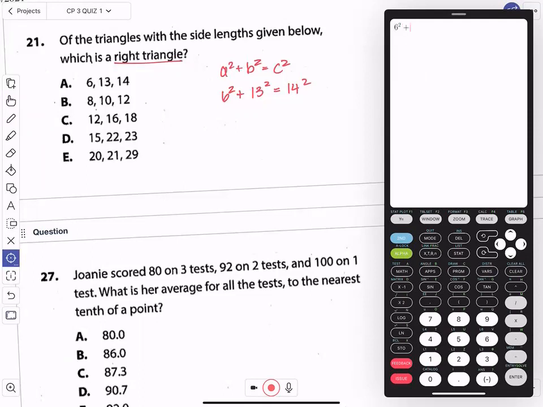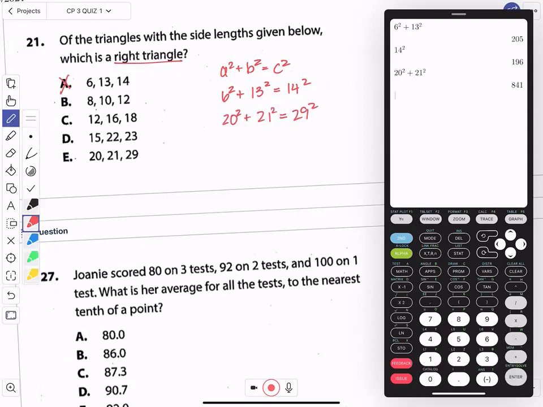So 6 squared plus 13 squared is 205. Let's see what 14 squared is. That's 196. So this is not true. So now I'm going to try E, because oftentimes they force you to try all of them before you get to the right answer. So sometimes the bottom could be the right answer, or the last choice could be the right answer. So if I square that, I get 841. What's 29 squared? Oh, it's also 841. See, they made the last one the right answer.